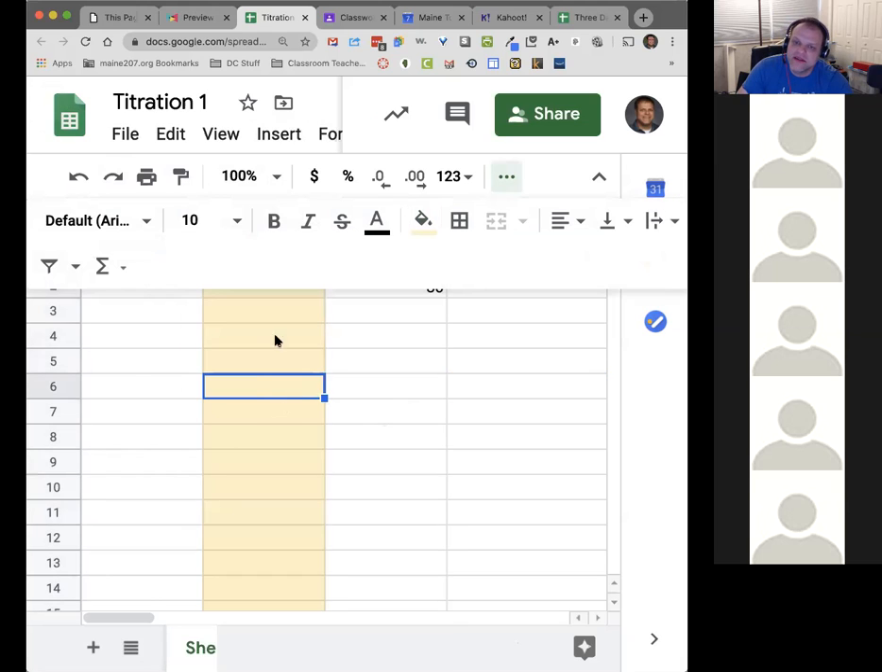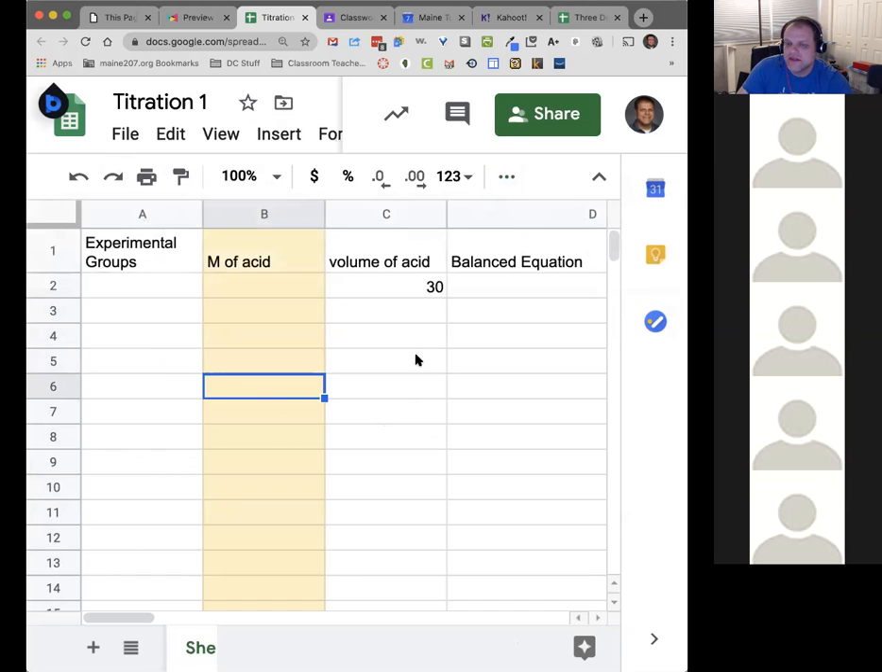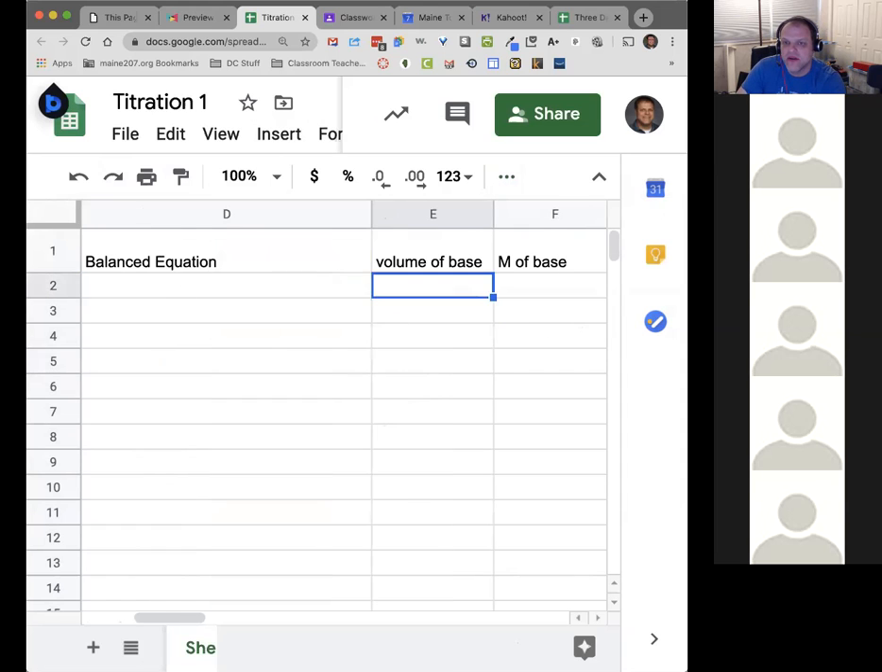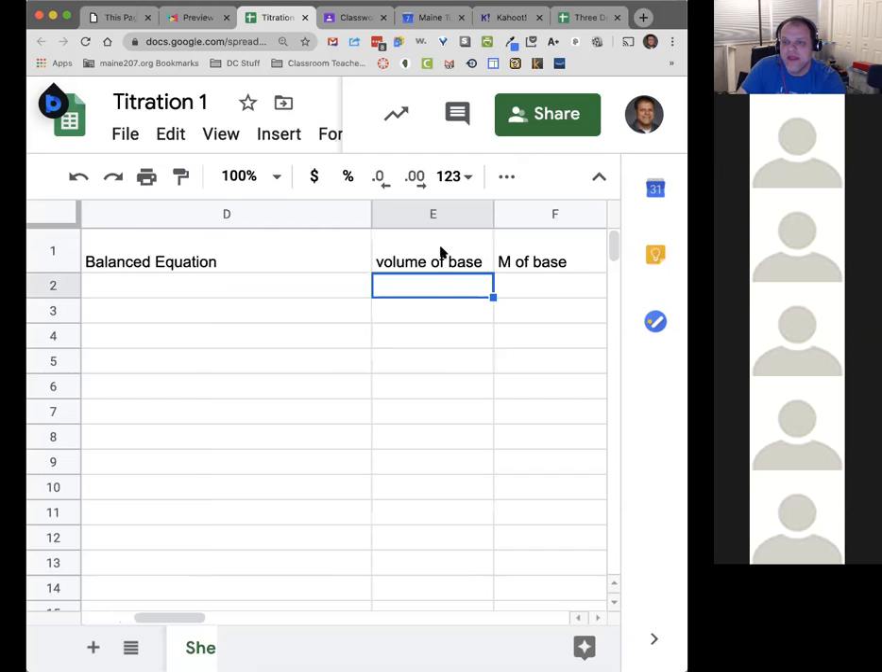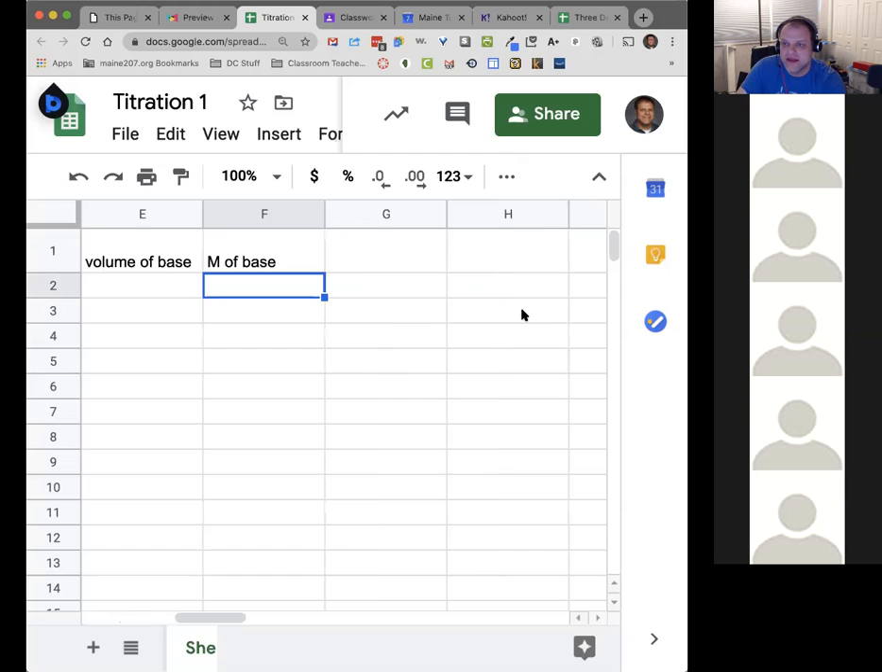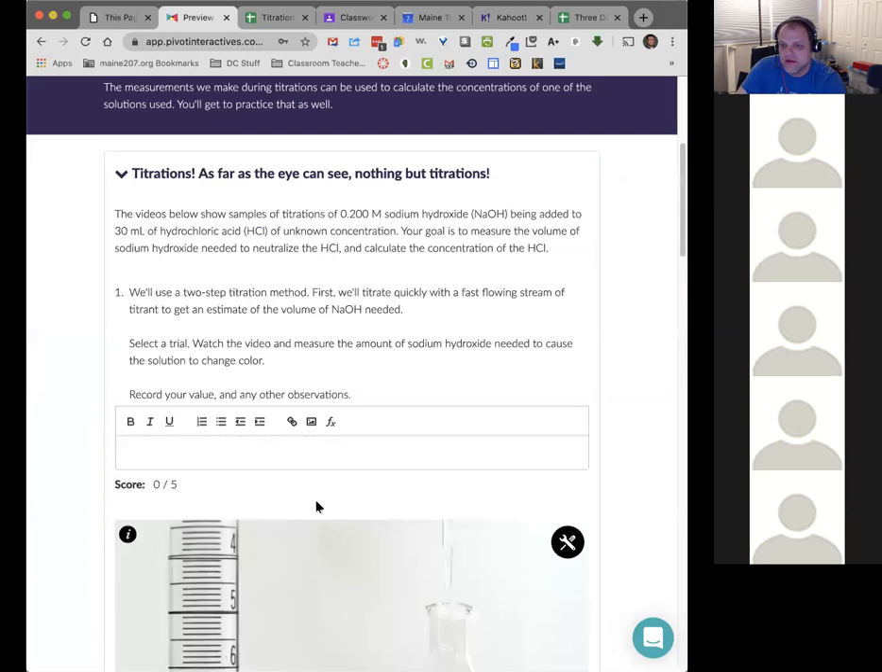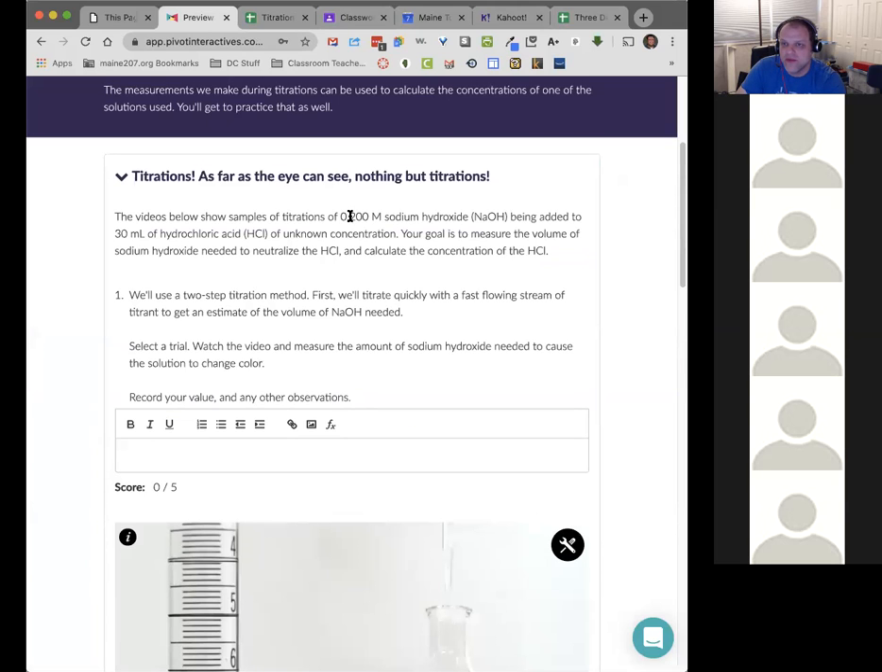And then this other stuff we will know, okay? So this is my first experiment, the first experimental group. And then we're going to do the balanced equation, which should be the same for all of these, I believe. And then there's a volume of the base and the molarity of the base. So let's see what they told us here. Yeah, they told us that the molarity was 0.2 molar.